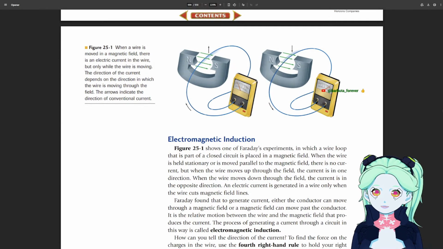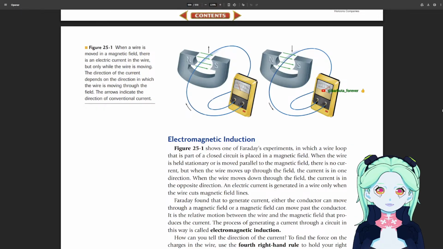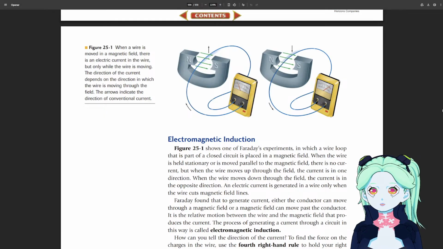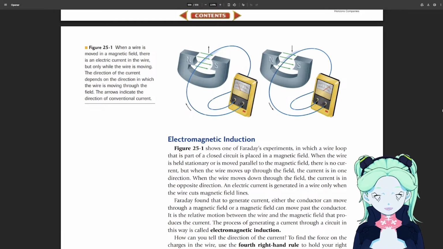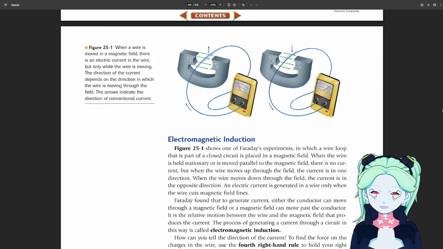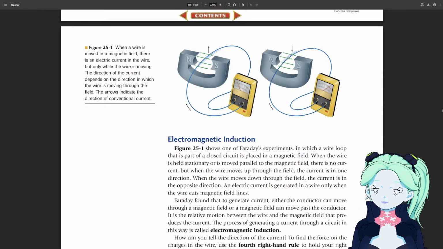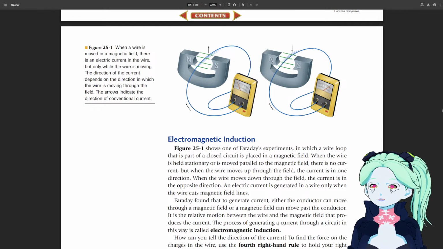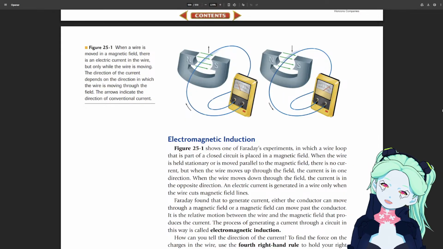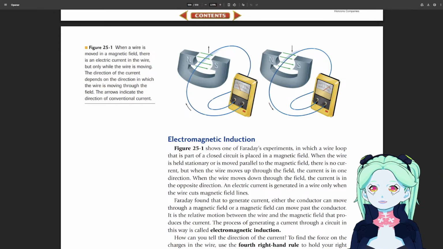Figure 25.1 shows one of Faraday's experiments in which a wire loop that is part of a closed circuit is placed in a magnetic field. When the wire is held stationary or is moved parallel to the magnetic field, there is no current. The way it works is that if charges are in a magnetic field and have a component of motion perpendicular to the field direction, they experience a force. But if you move them parallel, they experience no force. So that's what they're talking about.